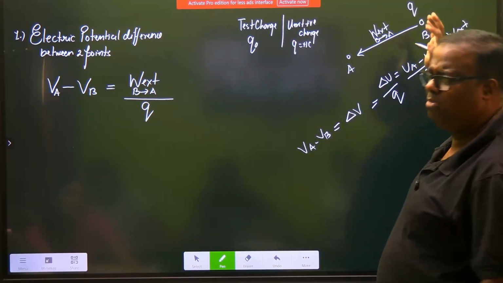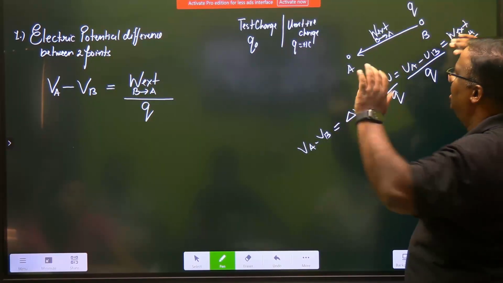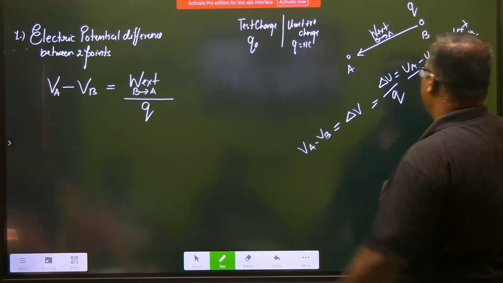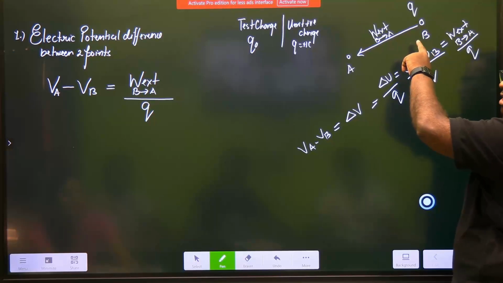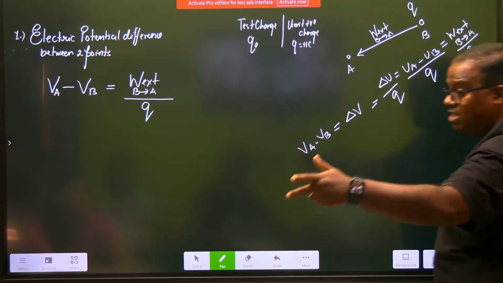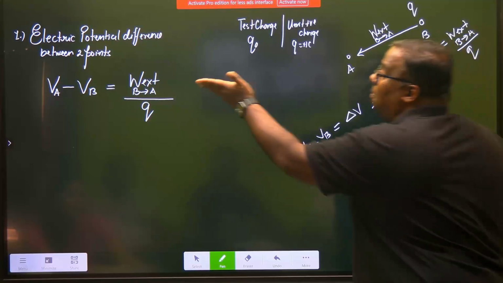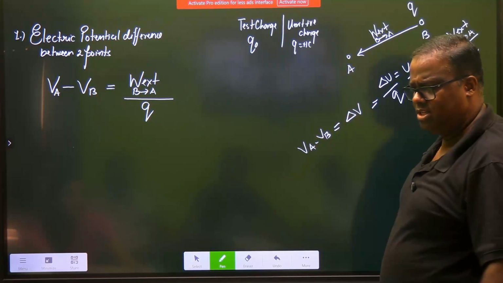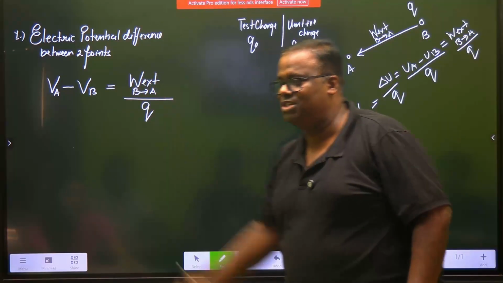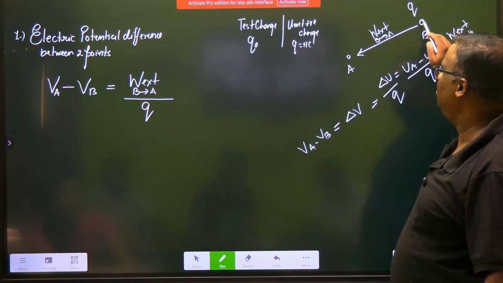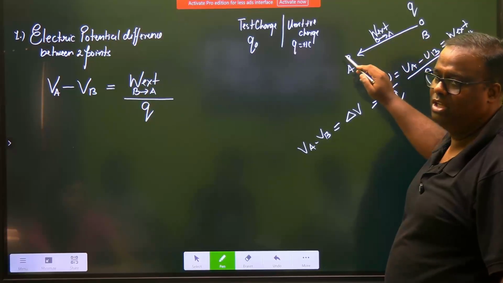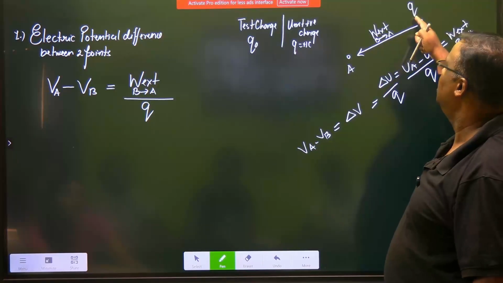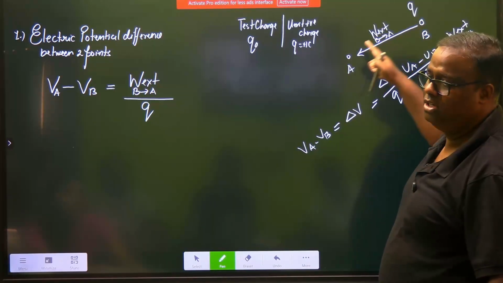First understand, then you can write on your own. Electric potential difference between 2 points is said to be the external work done in moving a unit positive charge, or you can say external work done per unit positive charge. Either you move a unit positive charge or any charge, you say work done per unit positive charge in moving from one point to the other point.